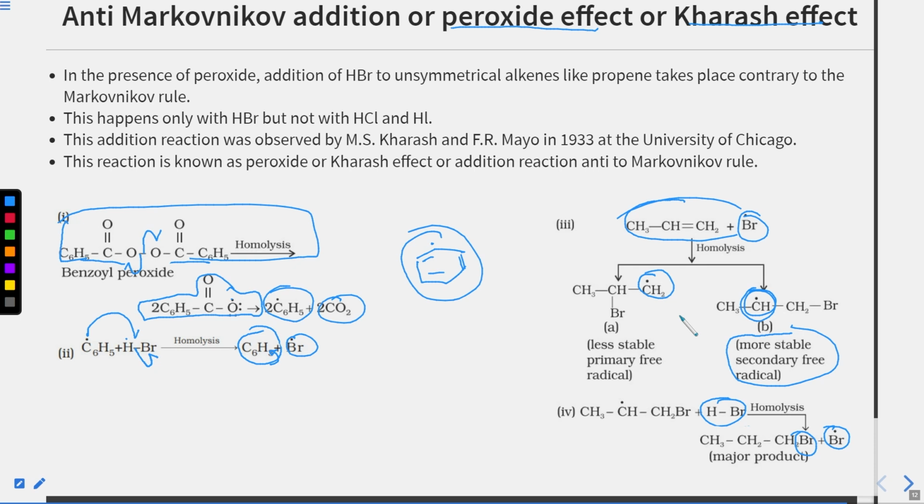or HI. For HF, we don't have the formula, or I would say all the methods that we have used till now in this lecture have nothing to do with fluorine. We cannot form alkyl fluorides using those methods. But the most important point here is that you can use this Kharash or peroxide effect only if you are adding HBr. It is only applicable to HBr and no other halogens. Fluorine is out of our context, so we do not have to worry about it.